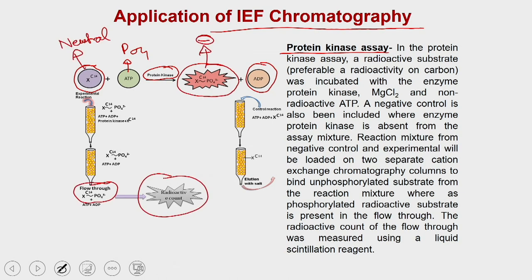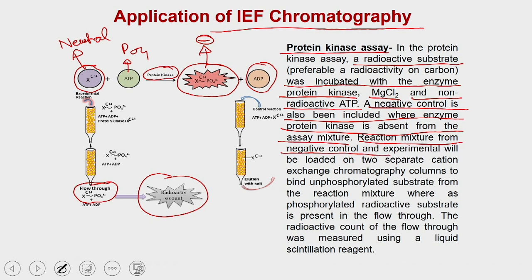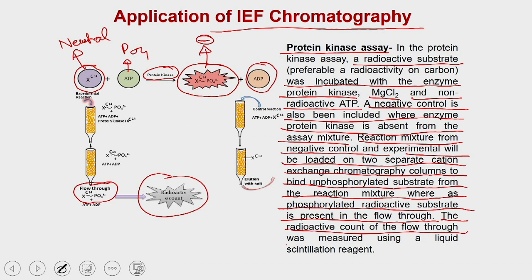So in this kinase assay, what you have to do is a radioactive substrate is incubated with the enzyme protein kinase, MgCl2 and a non-radioactive ATP. A negative control is also incubated where the enzyme protein kinase is absent from the assay mixture. So that will give you the background counts. Reaction mixture from the negative control and the experimental will be loaded onto two separate cation exchange chromatography columns to bind the unphosphorylated substrate from the reaction mixture, whereas the phosphorylated radioactive substrate is present in the flow through. The radioactive count of the flow through was measured using a liquid scintillation reagent.